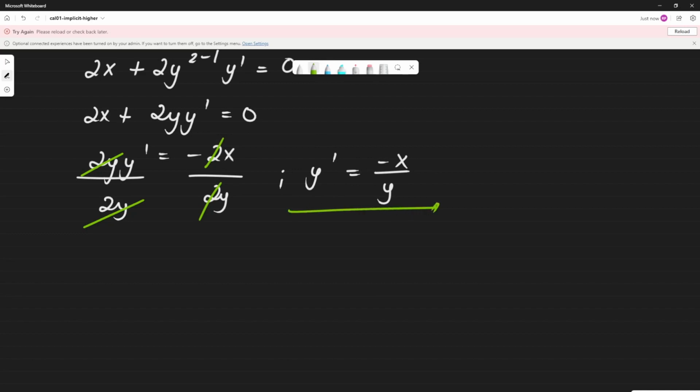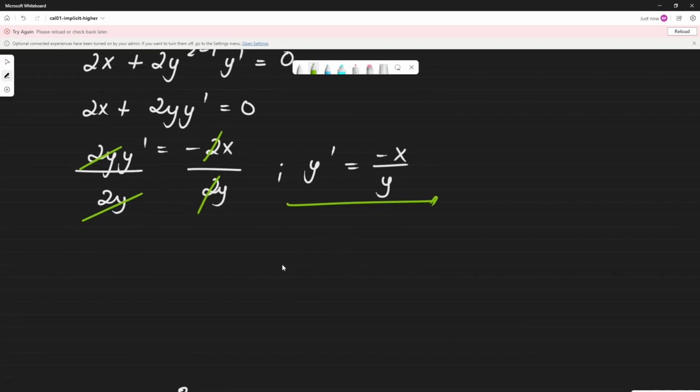Sir, may y talaga dun sa loob nung function na naka-equal dun sa ating derivative? Yes, meron po talagang y. Yun talaga yung tinatawag natin na implicit differentiation. Napapalabas talaga natin yung y kapag may ganito. Okay, so that is y prime is equal to negative x over y.